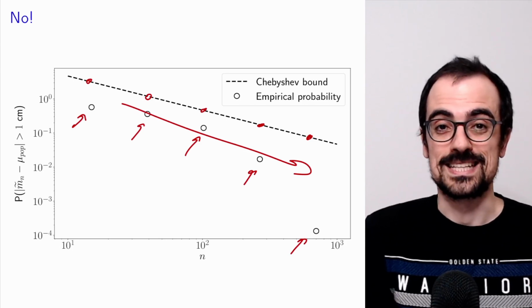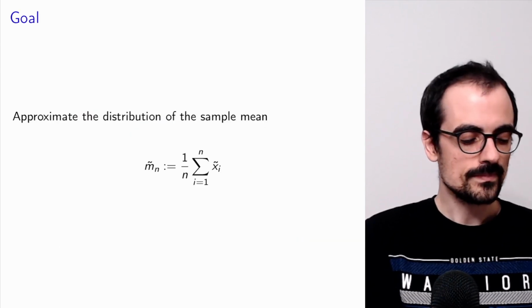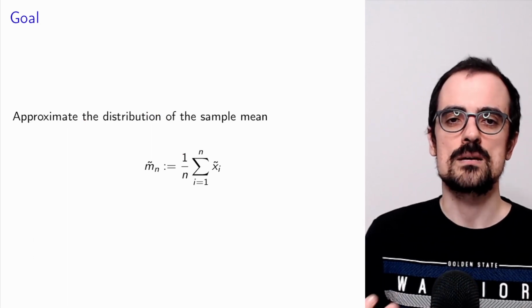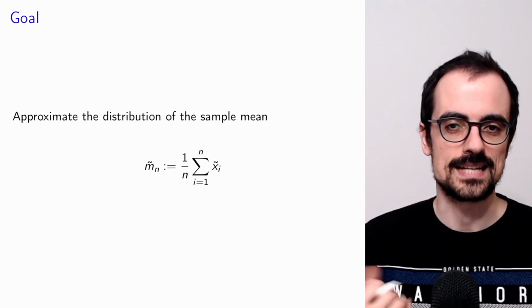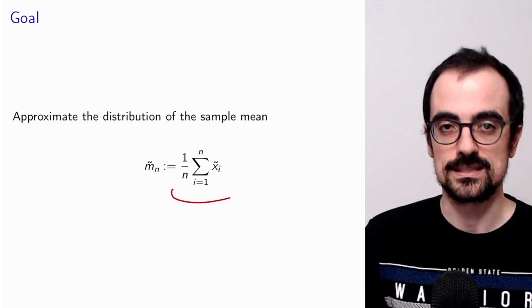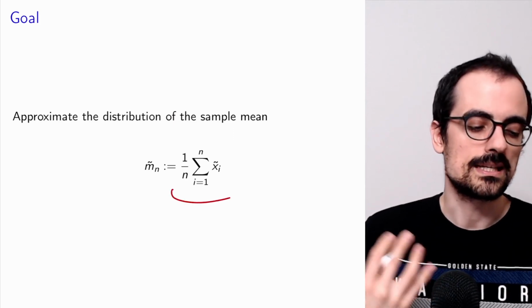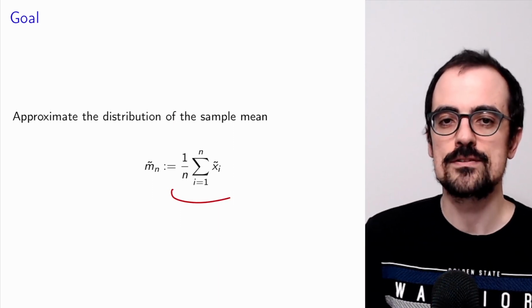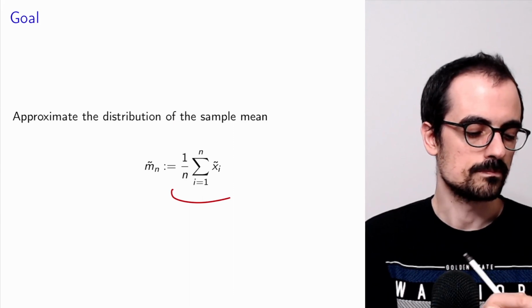And because of that, we need the central limit theorem. In particular, what does the central limit theorem do? It tells us about the distribution of the sample mean. How does this object behave for fixed n? In order to understand how this object behaves, we're going to have to look at sums and in particular averages of random variables.